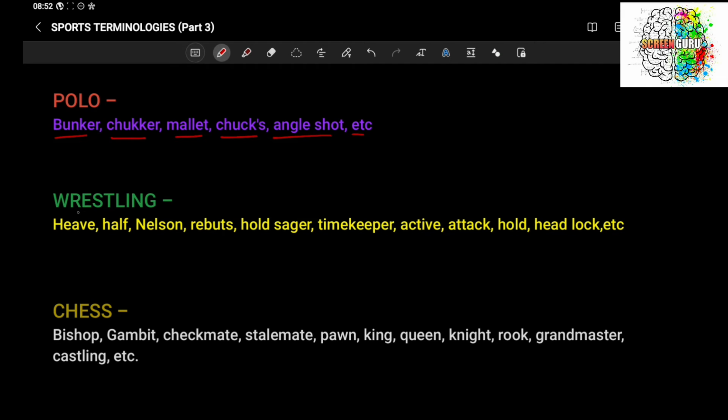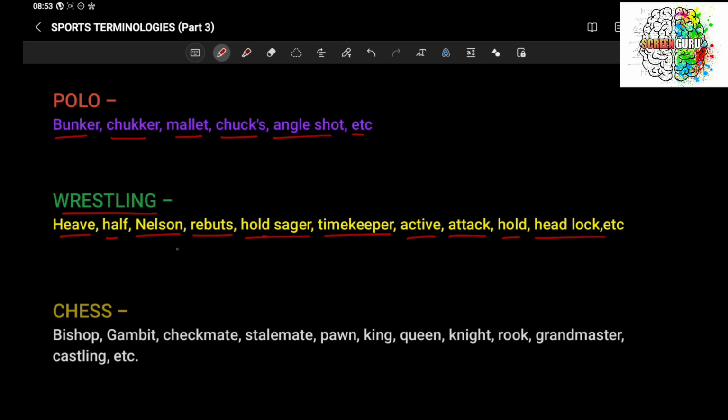Moving ahead to the game of wrestling. Wrestling again has a few specific words which are unique and very different from the others. There is heave, half Nelson, full Nelson. Then we have Ribbers, Hole Sagger, Timekeeper, the one who keeps time on the match. Then active, attack, hold. If you have followed any of the wrestling championships, or even Olympic wrestling, you might know what is a hold, what is a headlock. There are different offensive positions or defensive positions, right? So these are the terminology related to wrestling.